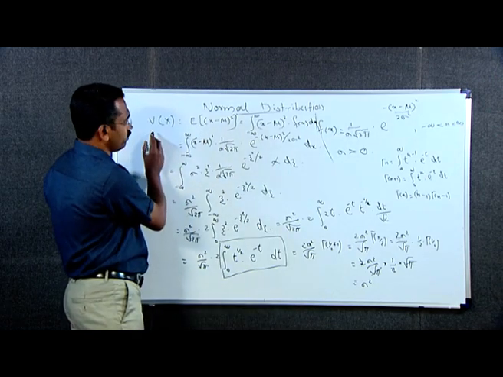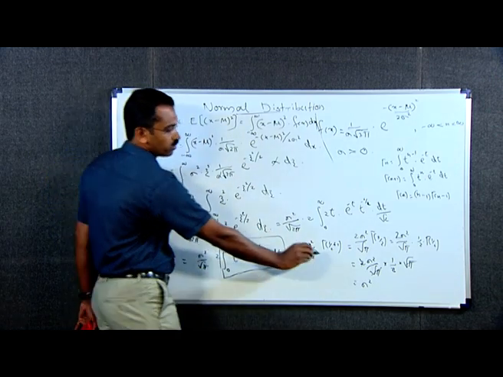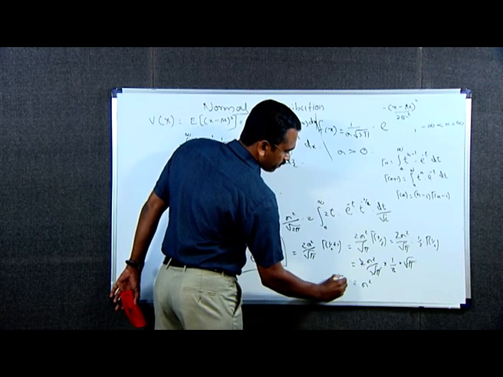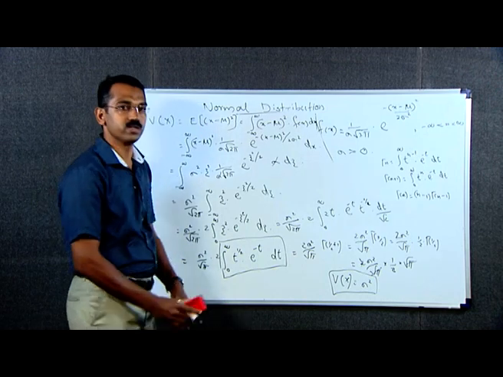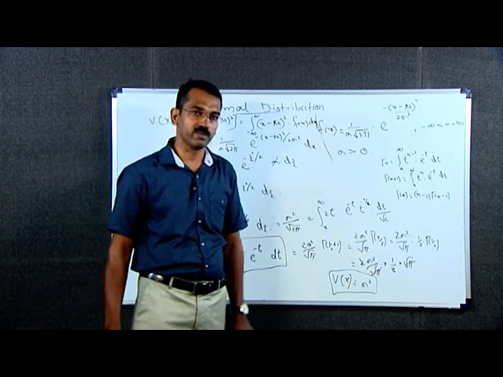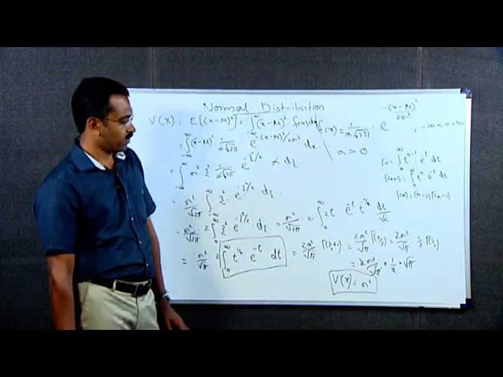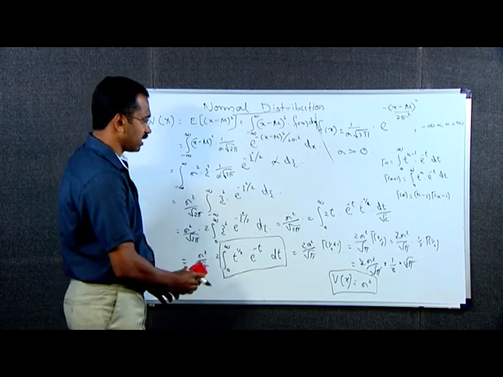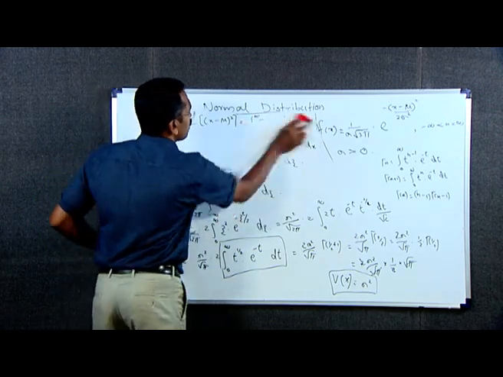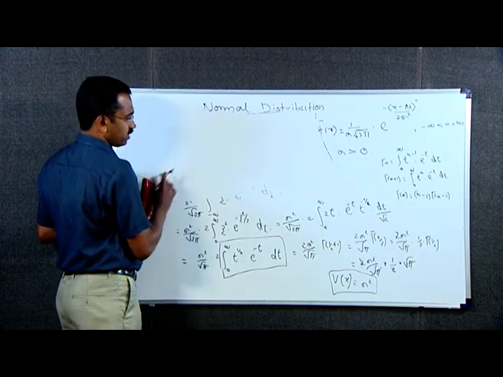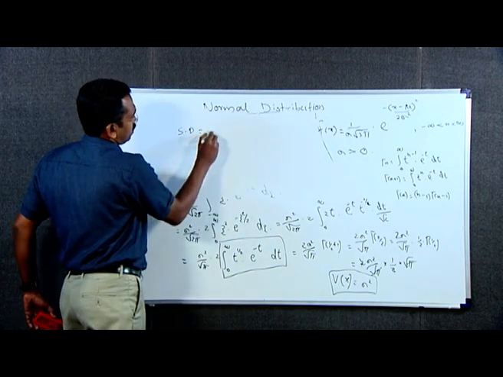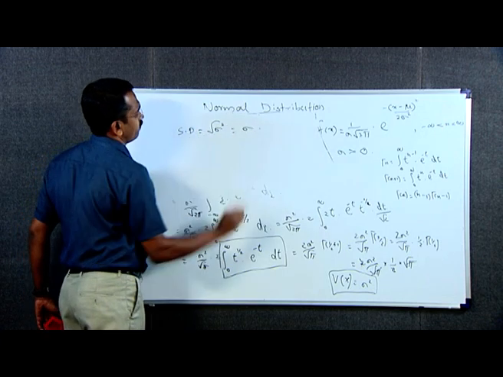That is, variance of x is equal to sigma square. That is, the variance of a normal distribution is the square of its parameter sigma, and therefore the standard deviation is the positive square root of variance, meaning the positive square root of sigma square, that is sigma itself.